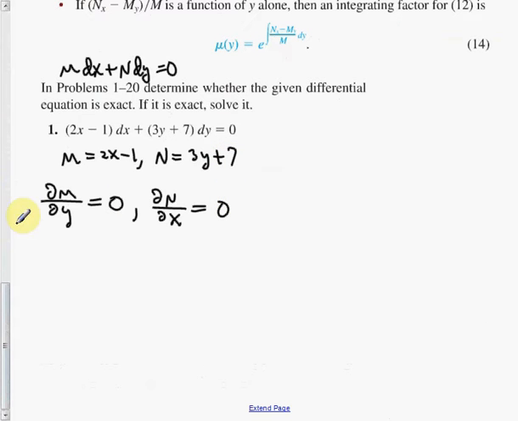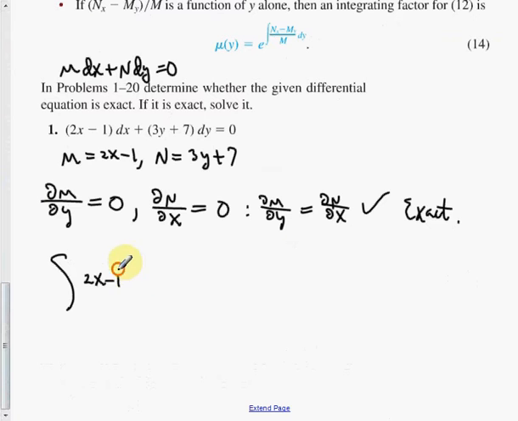So the criterion says that as long as the partial of M with respect to y is the same as the partial of N with respect to x, we say that it's exact. If it's exact, then we use our method. Our method says integrate. This is 2x minus 1. Here I'm going to integrate with respect to dx, plus integrate here with respect to dy.